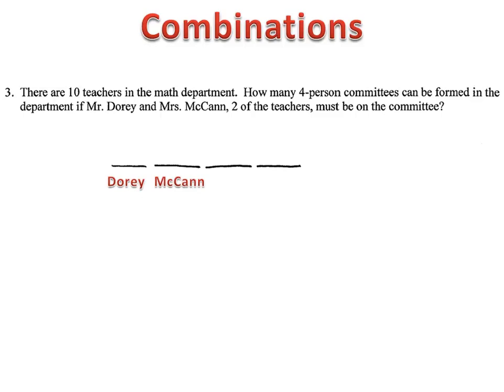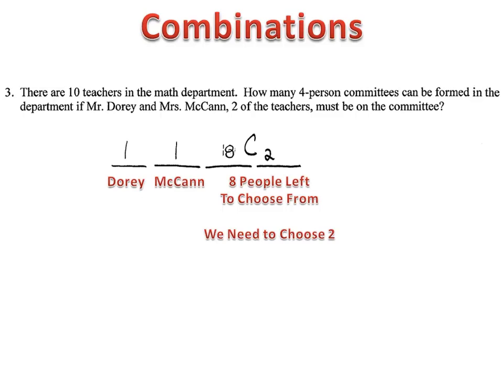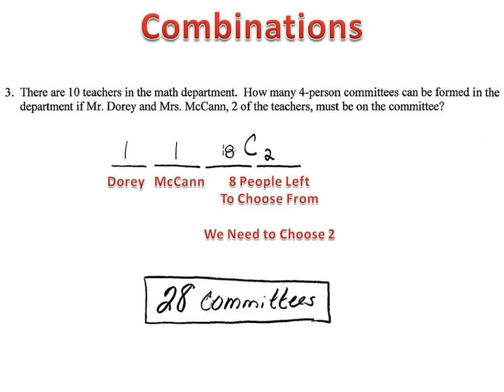The first 2 spots are for Dory and McCann. We fill those in. There's only one possible choice for each one. Next, we have 2 more spots left. We have 8 teachers remaining, and we're going to choose 2 of them. Because the order does not matter, we have 8C2. 1 times 1 times 8C2 is 28. There's 28 different ways that I could form this committee.